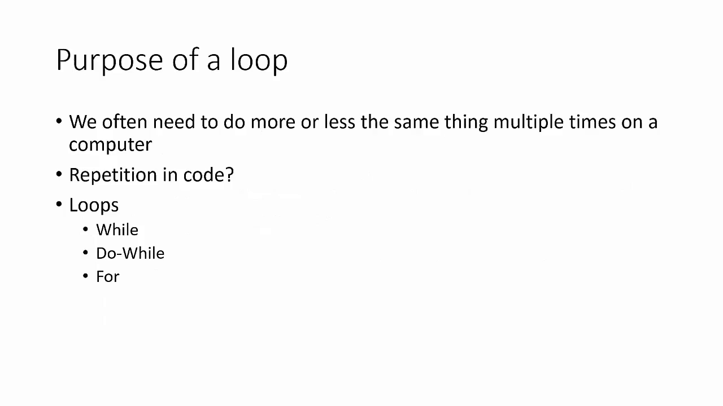We often need to do more or less the same thing multiple times on a computer. Now, one way of doing that would be just to repeat the same code over and over again. But a much neater and better way to do that is by using iteration or loops. And again, the three types of loops we'll be looking at are the while loop, the do-while loop, and the for loop.